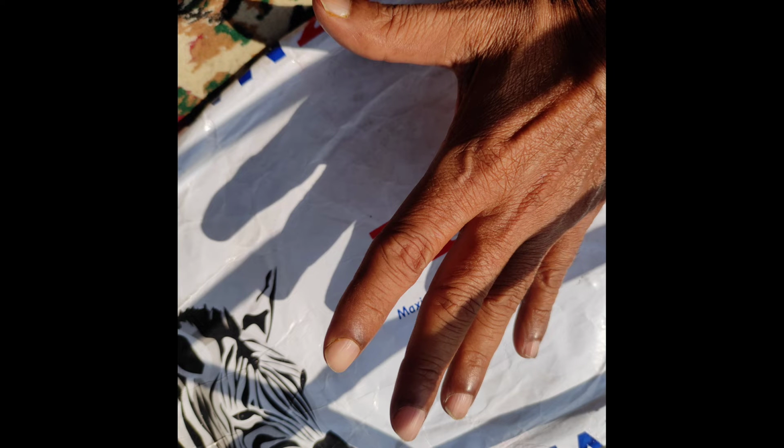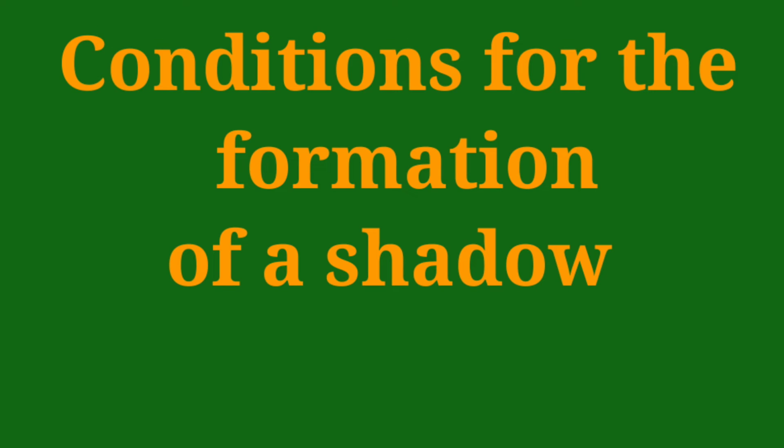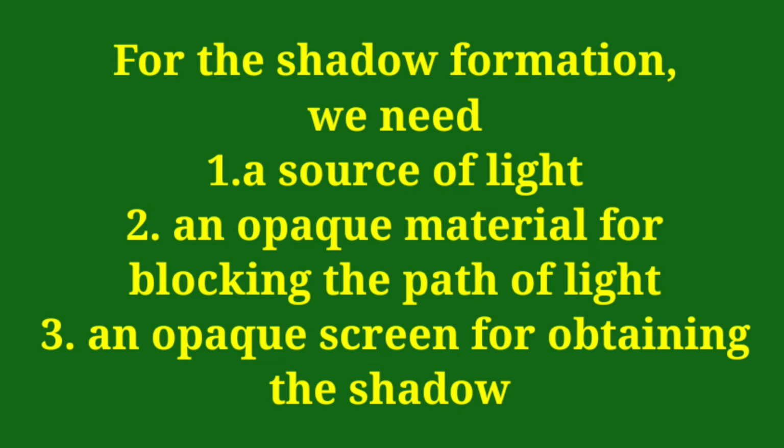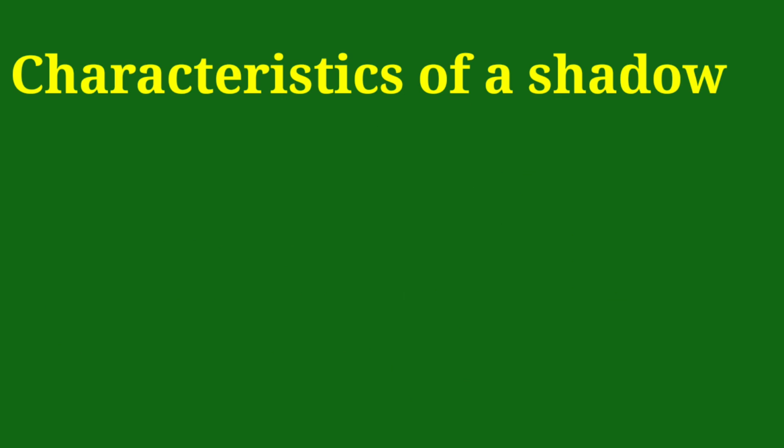Now the shadow formation. You can see the shadow formation shown over here. Remember that in the pinhole camera, the size of the image and the nature of the image are also very important. So, conditions for the formation of a shadow: first of all, a source of light. Number 2, an opaque material blocking the path of light, that is, the straight line. And number 3, an opaque screen for obtaining the shadow.